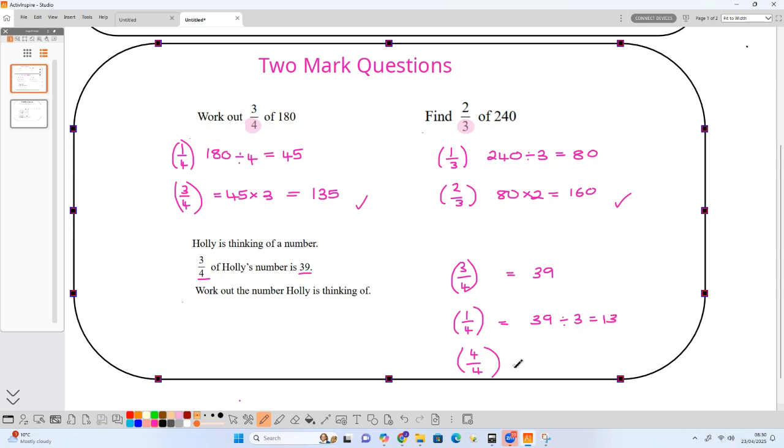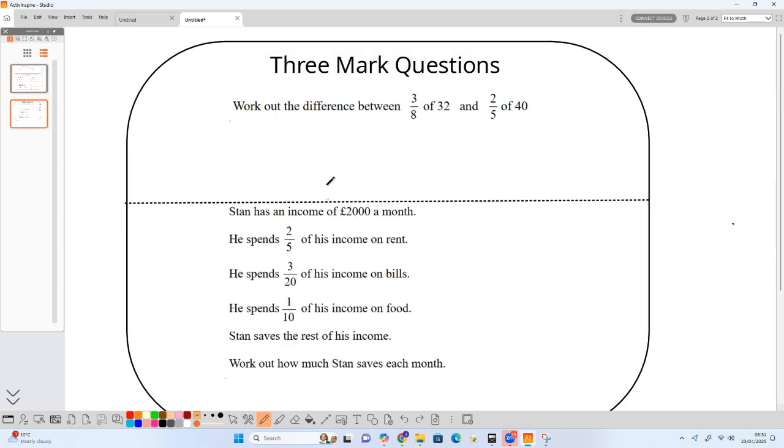We can then go on to find what 4/4 is, which is the whole, which is the original number she's thinking of. So 3/4 is 39. 1/4 would be that divided by 3, which is 13. And then we're timesing it by 4 to work out what the 4/4 are going to be. Now remember, 4/4 is equal to the whole, is equal to the original.